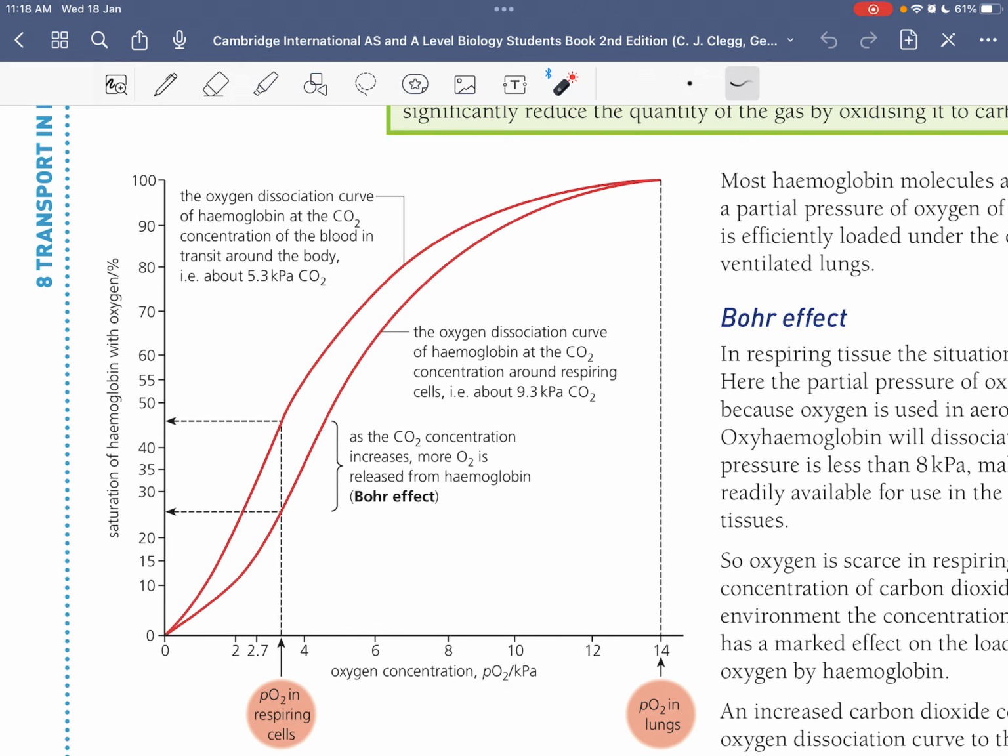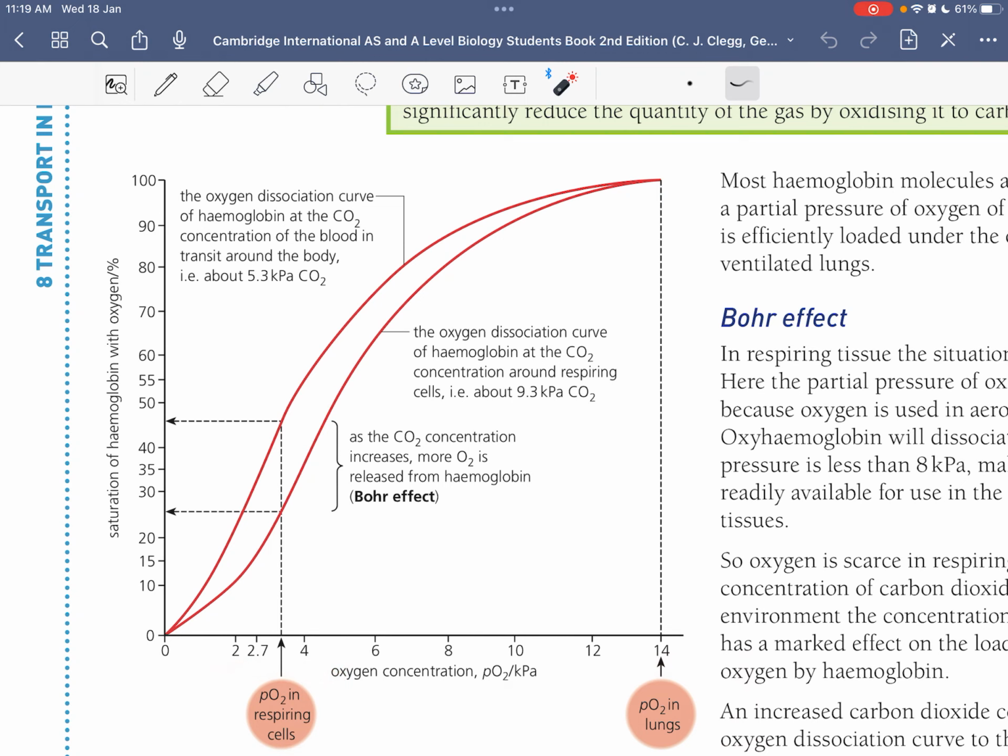So this curve is representing the change that is happening with respect to a rise in the partial pressure of carbon dioxide. The partial pressure of carbon dioxide over here is 9.3 kilopascals and over here is 5.3 kilopascals, right? Now let's look at the partial pressure of oxygen. Over here we are in respiring cells and over here we are in the lungs.